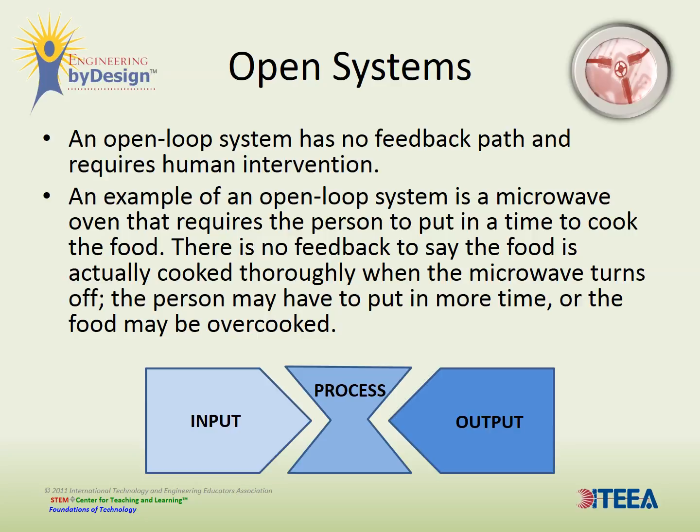An example of an open loop system: use your microwave oven. It requires you to type in how long you want the popcorn to be in there, how long you want your sandwich to cook. Whatever the person is cooking, they're going to have to type in the information. So they're going to put it in, and there's no feedback to say when the food is ready. You get the ding, but you may have to put in more time.